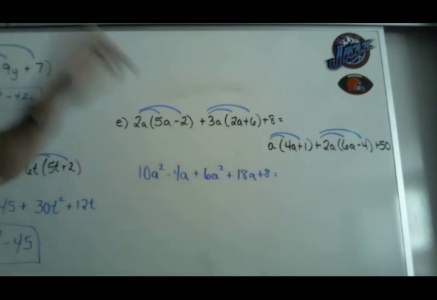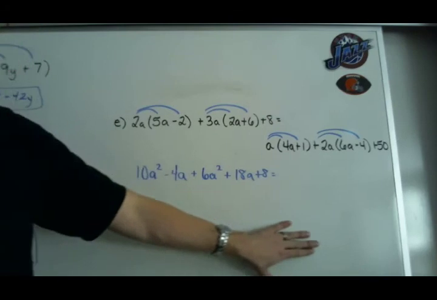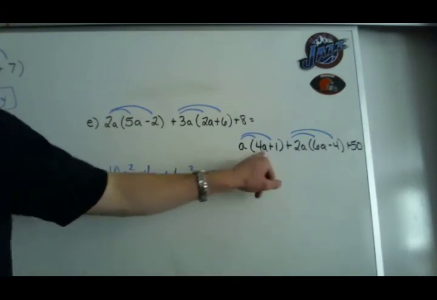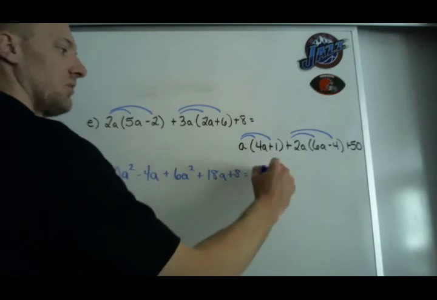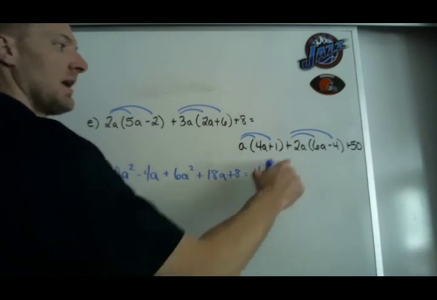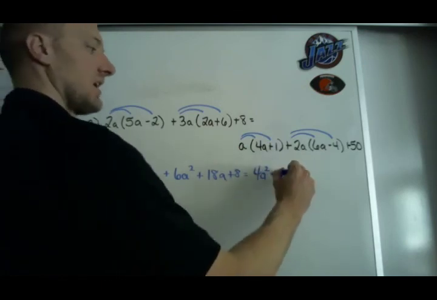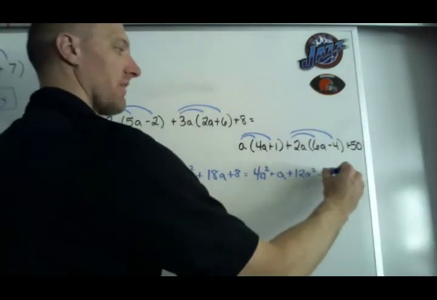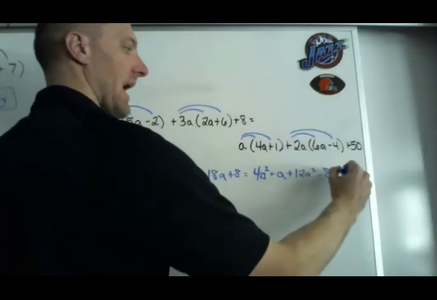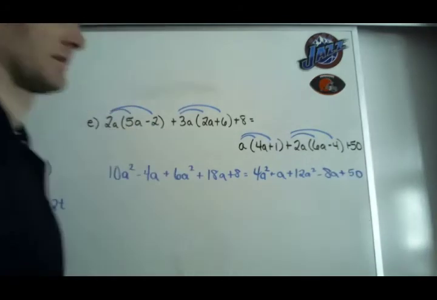Okay, now that's going to equal what we get when we multiply here. So we have a times 4a, which gives you 4a squared. A times 1, which is an a. Here you've got 2a times 6a, which is a 12a squared. 2a times a negative 4, which is negative 8a. And then you add this 50 on the end.